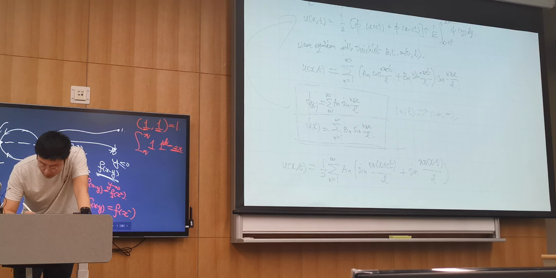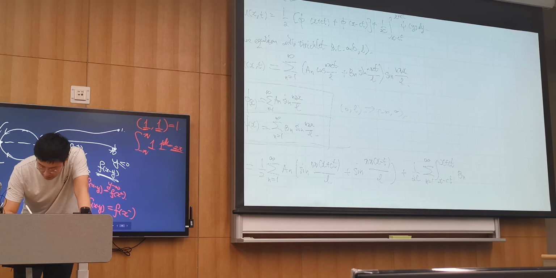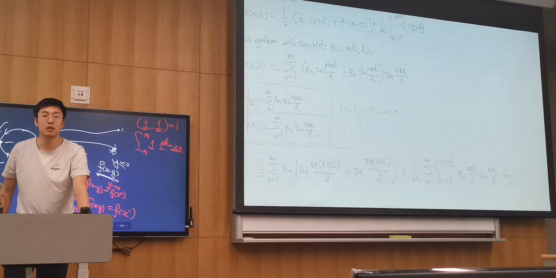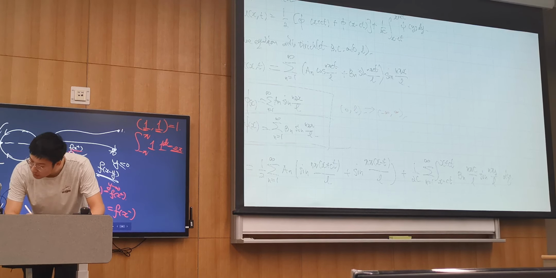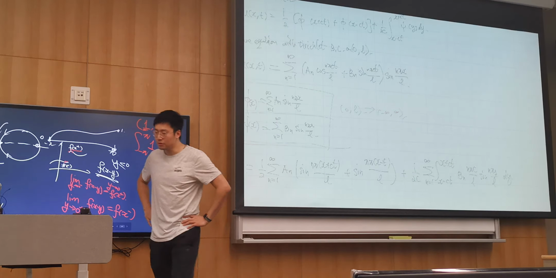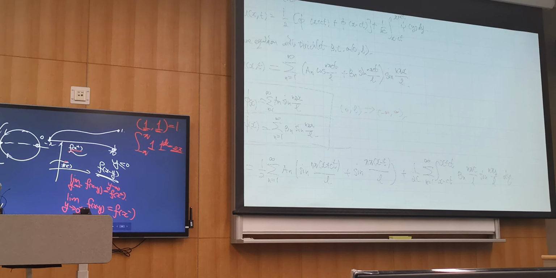And then plus 1/(2c) sum m from 1 to infinity, integral from x minus ct to x plus ct, b_n m pi c over L, and then sine m pi y over L, dy. Oh well, actually dy would be better. So this is okay? Well, these two things, sine n pi (x plus ct), sine n pi (x minus ct).